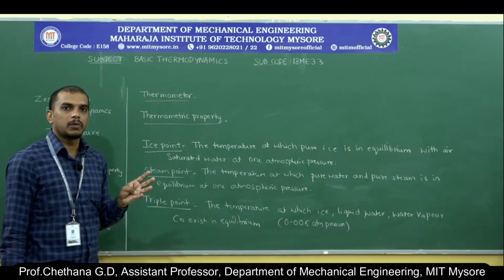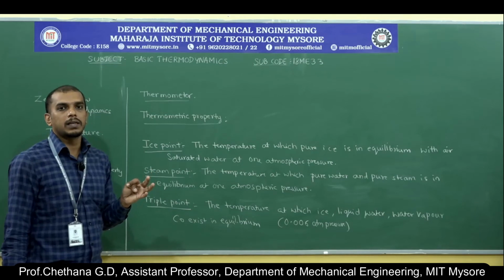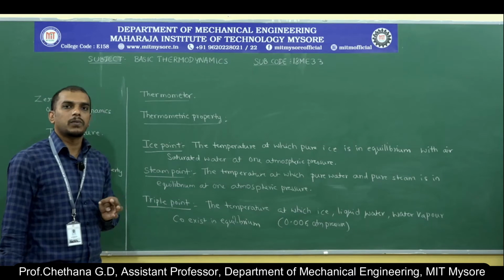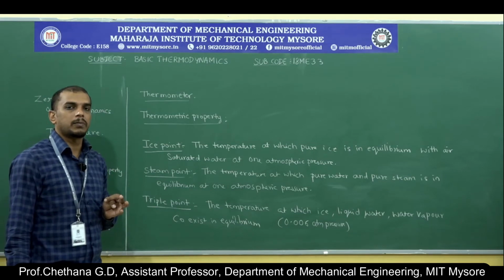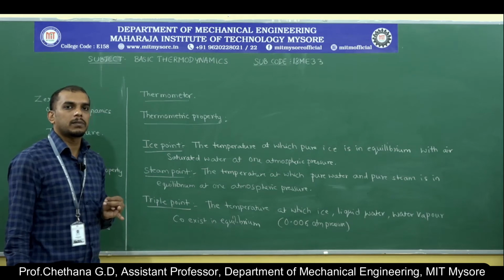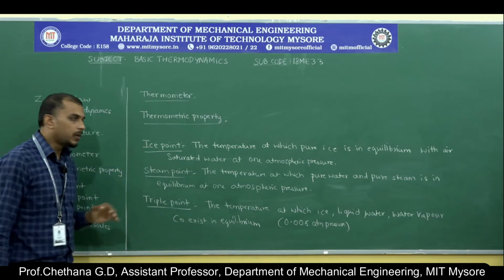Resistance in a resistance thermometer, the length of the mercury or alcohol in a glass thermometer, is a thermometric property. Pressure in a constant volume gas thermometer is a thermometric property. Volume in a constant pressure gas thermometer is a thermometric property. So, next definition we will move on.